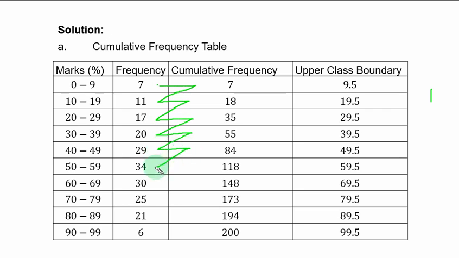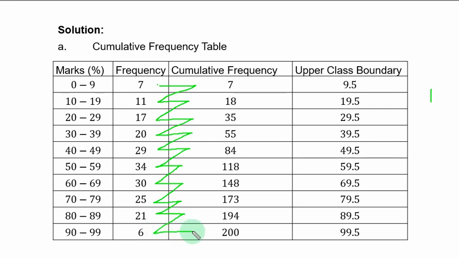Plus 34, you have 118. Plus 30, you have 148. Plus 25, you have 173. Plus 21, 194. Plus 6, you have 200.